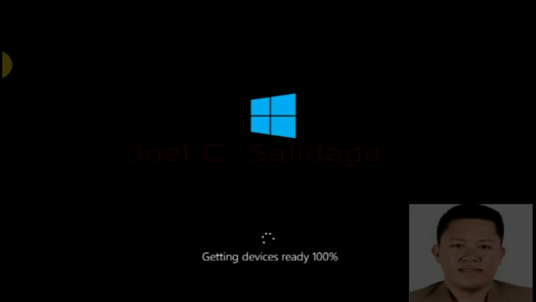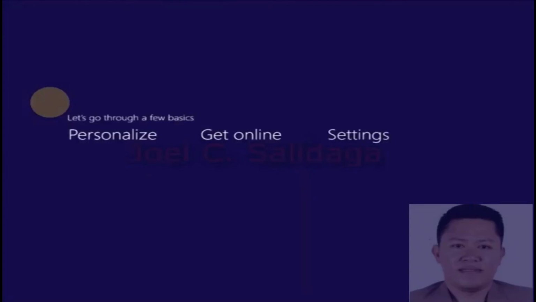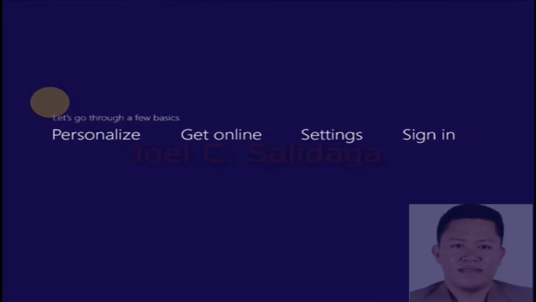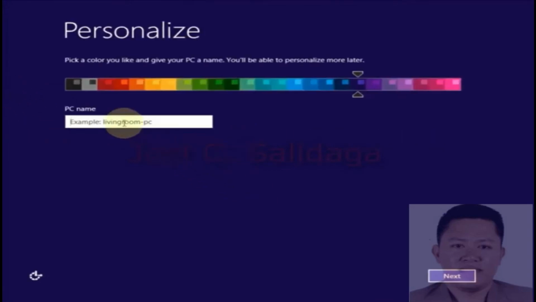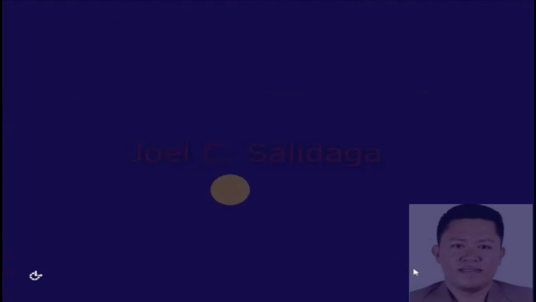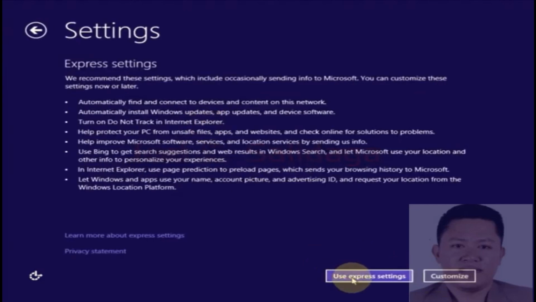So ayan, so dinetect na yung mga devices natin, no? So wait lang natin. Okay, so dito, so lagay natin is Y is 2. Bakit is Y is 2? Kasi yung server natin is gagawin natin is Y is 1. So dito gagawin natin is Y is 2. Next lang. Then use express settings.